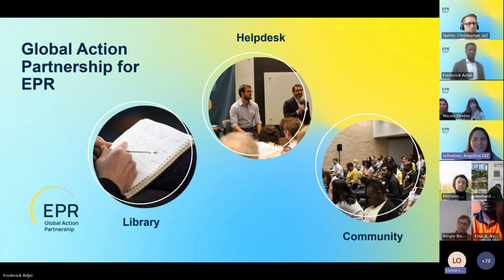And the third pillar is the community. It's a space for peer-to-peer learning, to connect with other EPR practitioners and to learn from each other. And of course, it's also a platform to discuss EPR a bit more critically and to innovate EPR.